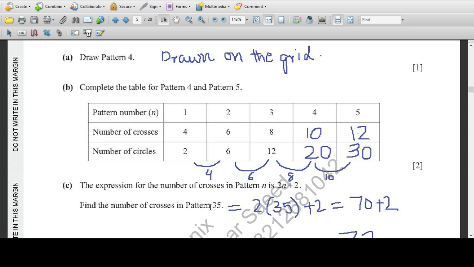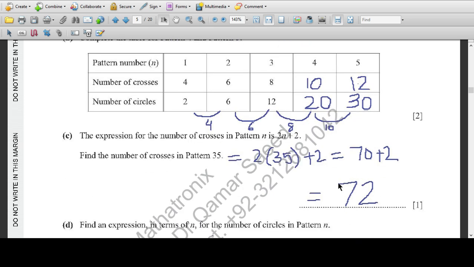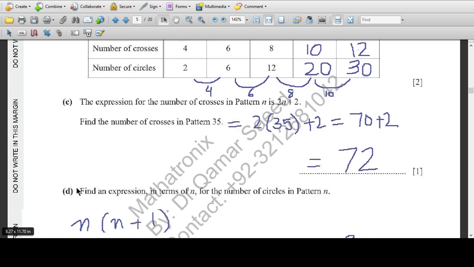Find the number of crosses in pattern 35. So for pattern 35, in place of n we will write 35, which gives 72. Now part D: find an expression in terms of n for the number of circles in pattern n.